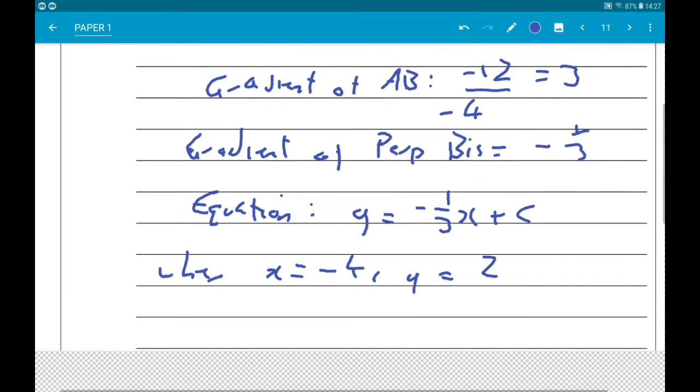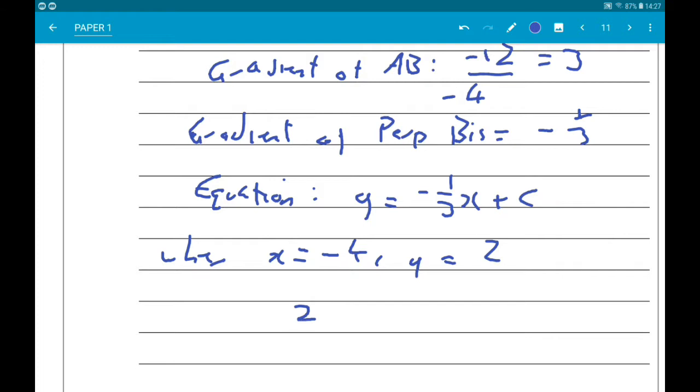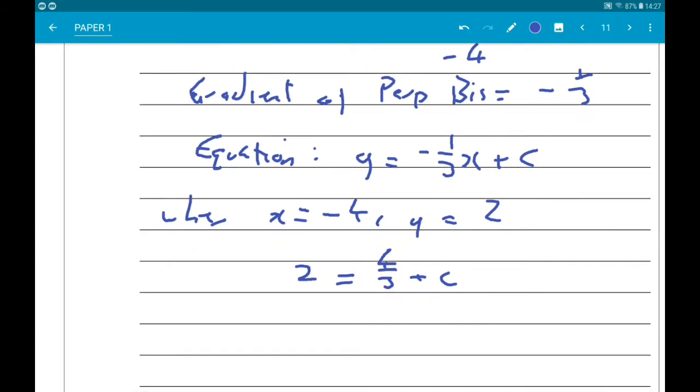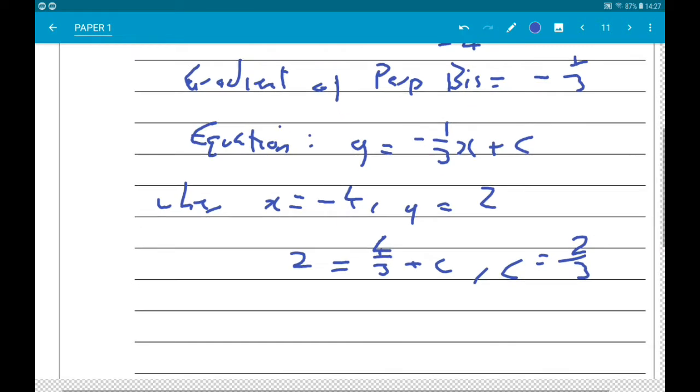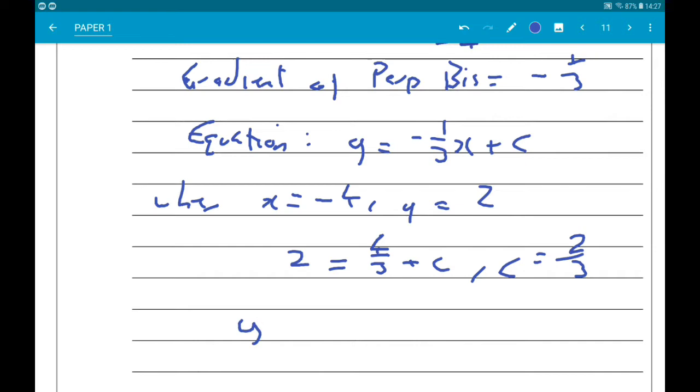So that gives us 2 is 4/3 add c. Take away the 4/3, we're then doing 6/3 minus 4/3, we get 2/3. So c is 2/3. So then finally we get y is minus a third x add 2/3.